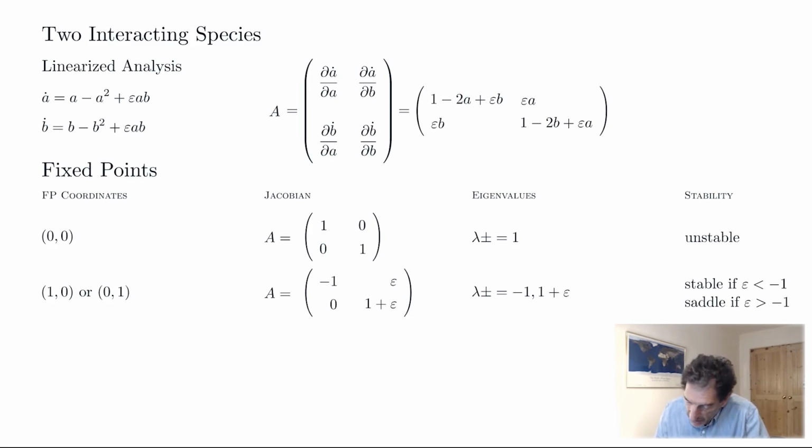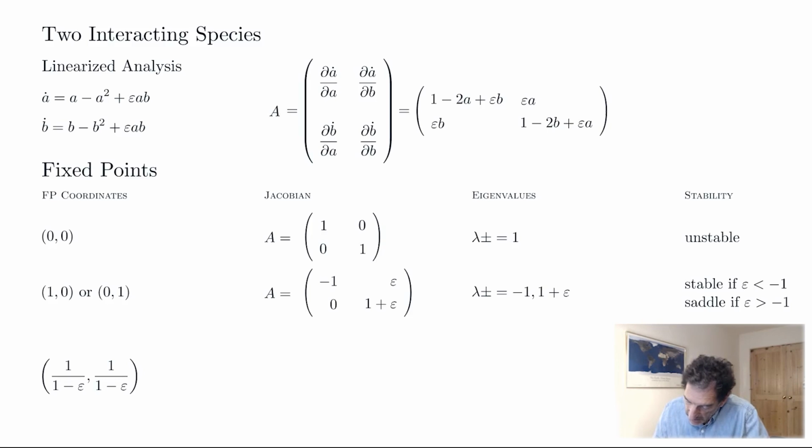And finally, the coexistence fixed point is given by 1, 1 minus epsilon, 1, 1 minus epsilon. And all of these fixed points are easily determined just by setting a dot and b dot equal to 0. So I'm not bothering with that. I'm just enumerating the fixed points.